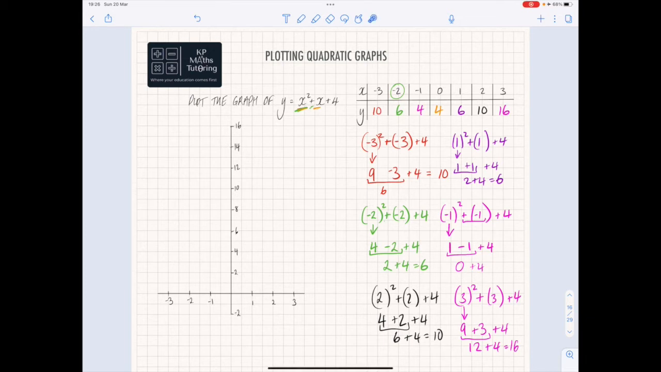And again, we just go back to plotting the points. Minus 3, 10. Minus 3, up to 10. Just be careful of your scale. In this one, 2 squares across the bottom is 1 value, whereas on here, 1 square is 1 value. Minus 2 up to 6. Minus 1 up to 4. 0, 4. So you can see now that there is a little bit of a flattening happening there. And we'll talk about what happens in a second with that. 1, 6. 2, 10. 3, 16.